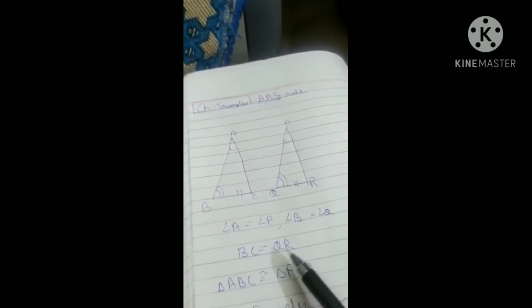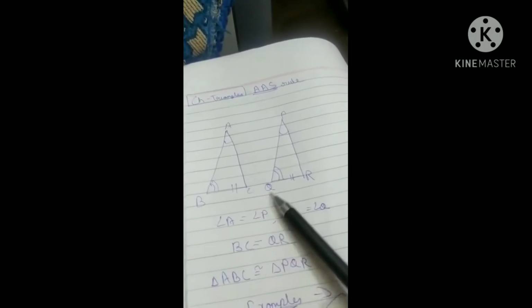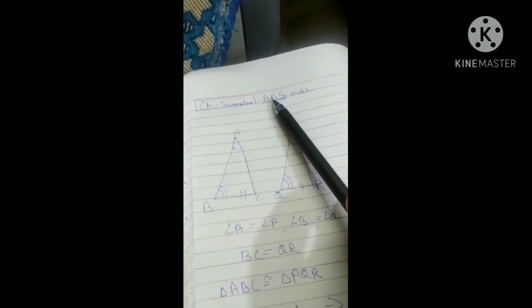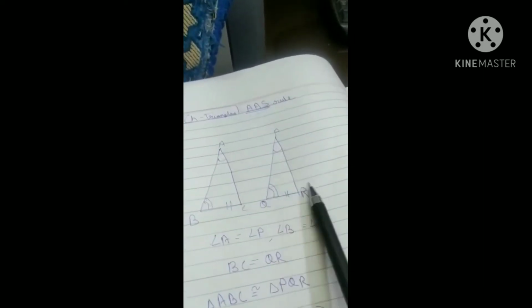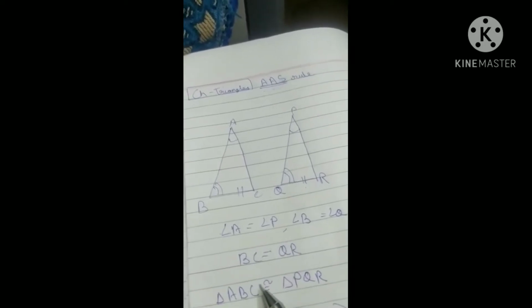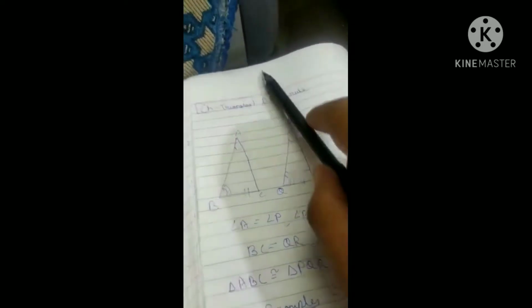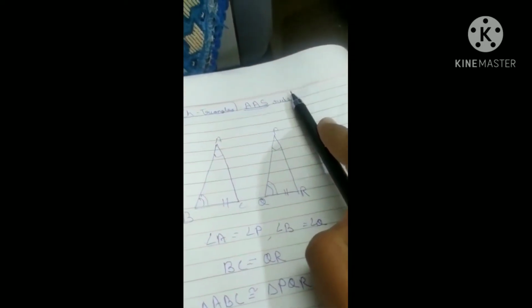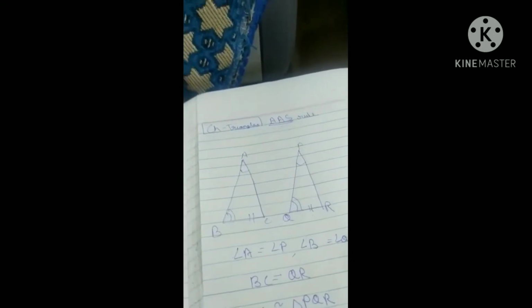Now how? Here angle A is equal to angle P, angle B is equal to angle Q. Here two angles are equal, which is written in this rule, two angles and one side. Now one side BC is equal to QR. When BC is equal to QR, then triangle ABC will be congruent to triangle PQR according to the AAS rule of congruency. Now let's move towards two examples.